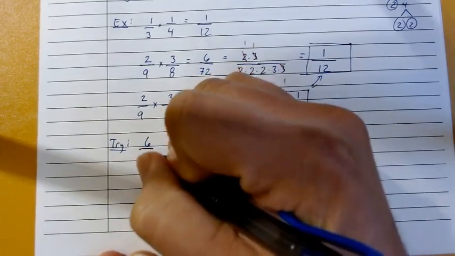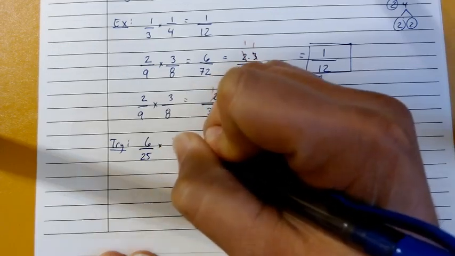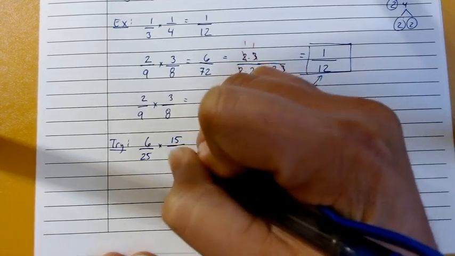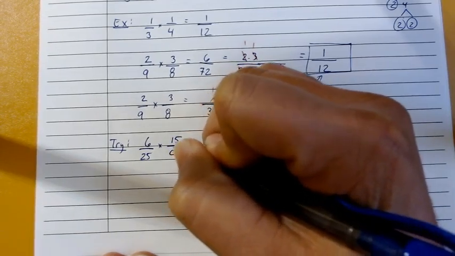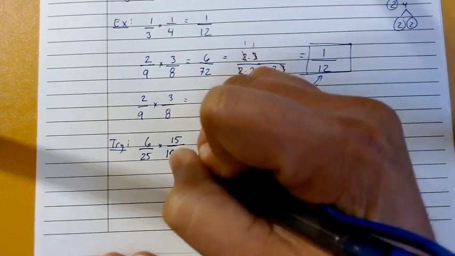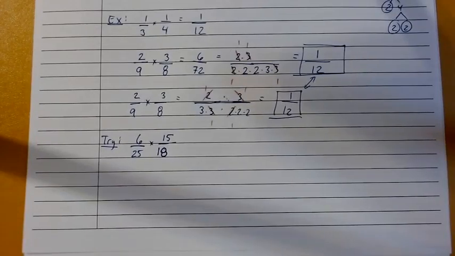Let's do 6 over 25 multiplied by 15 over 18. Go ahead and pause the video and give this a try. Once you have your result, go ahead and unpause and we can go through this together.